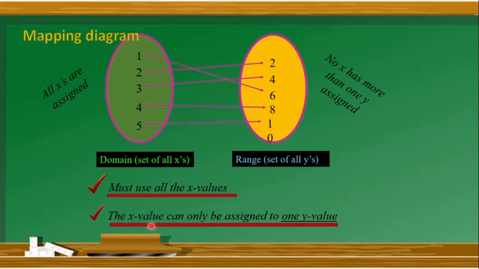Then second, an x value can only be assigned to one y value only. I mean to say that each of these values is associated to only one value in the range. So as you can see, 1 is to 6, 2 is to 2, 3 is to 4, 4 is to 8, and 5 is to 1. So we can say that each value of the domain is associated to only one value of our range, so we can say this is a function.